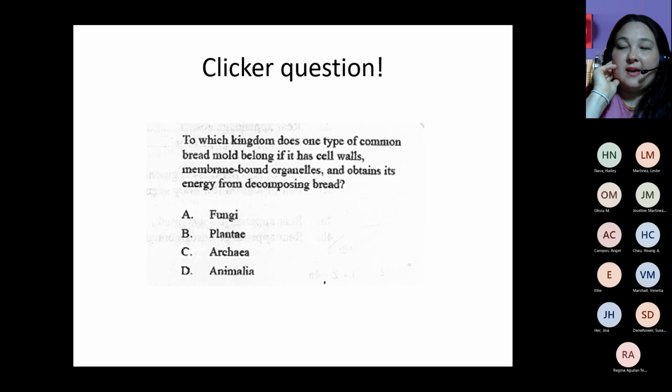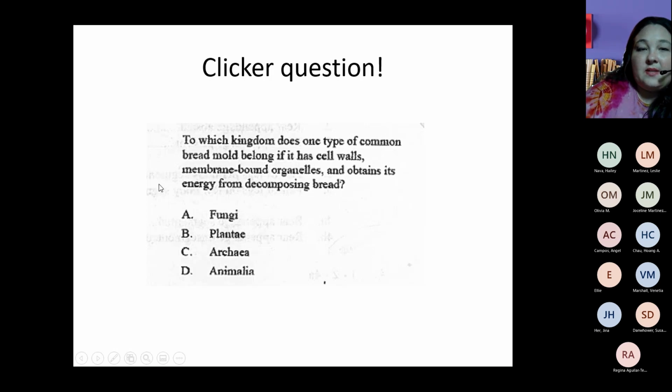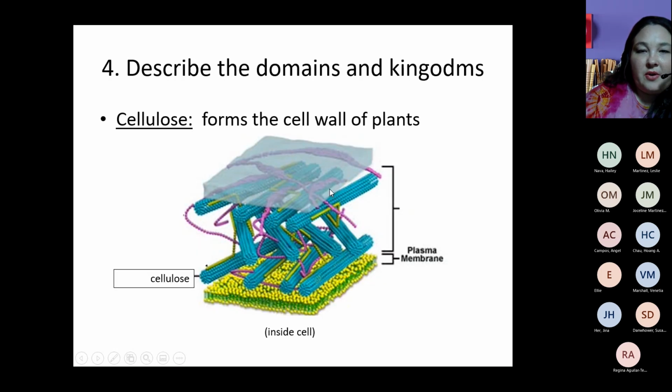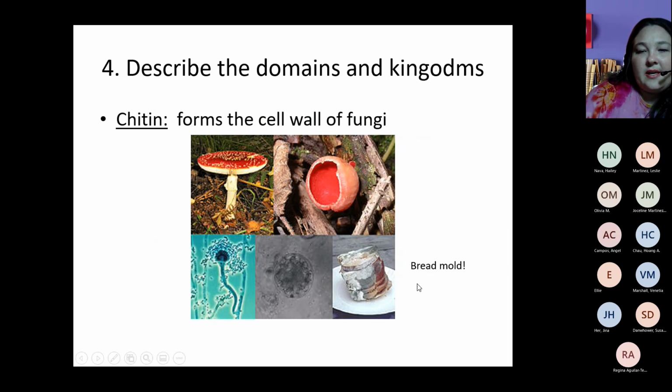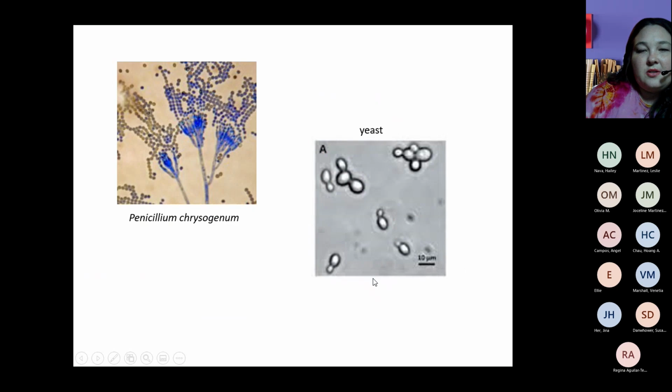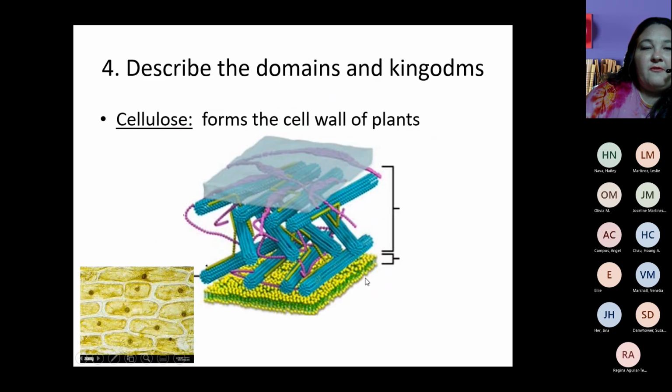57% chose A. A is the correct answer. There, like, isn't even an explanation. A is just the correct answer. Let's talk about this. It has cell walls, it has membrane-bound organelles, which means it's eukaryotic, and it obtains its energy from decomposing bread. So if we go back up here, I was talking about how bread mold is a type of fungus. So the correct answer here is kingdom fungi.